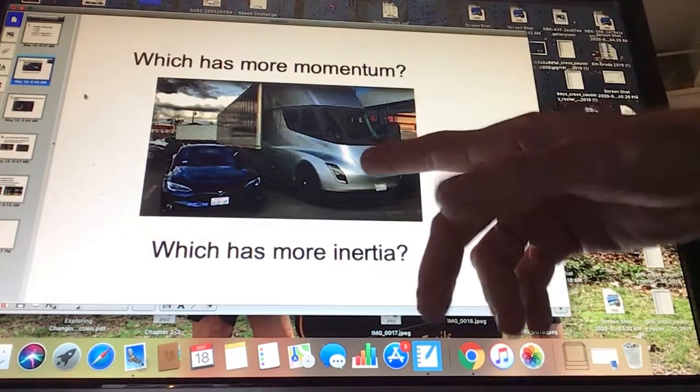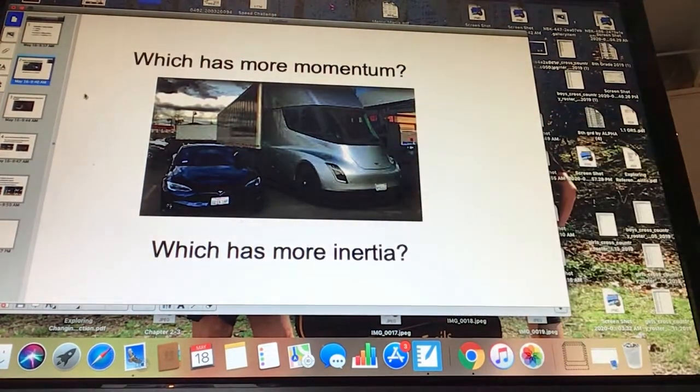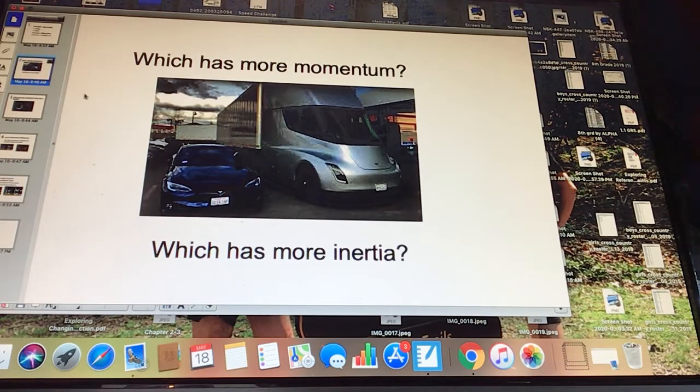Remember my example? Watch when you're pulling out. Don't always give the semi-truck enough room, because they can't slow down and stop if you pull out in front of them suddenly.